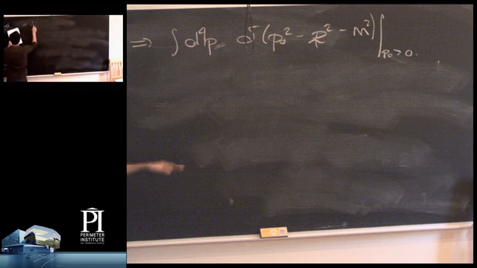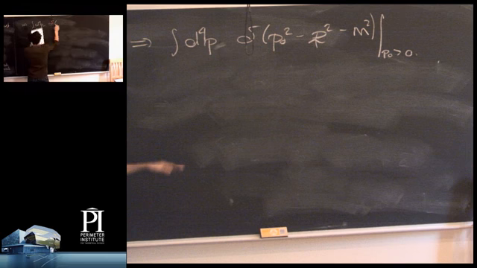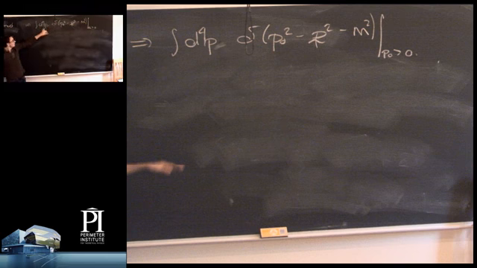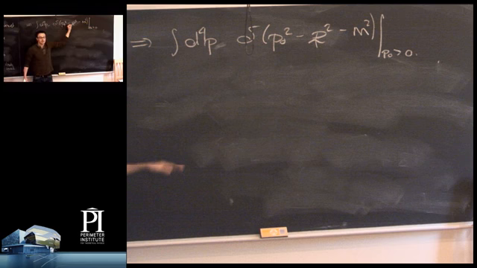So if I put a delta function in here that restricts me to what's called on mass shell, I integrate over all 4 momenta, but I only integrate over those 4 momenta which obey the relativistic dispersion relationship for a massive particle. This is also a Lorentz invariant measure.